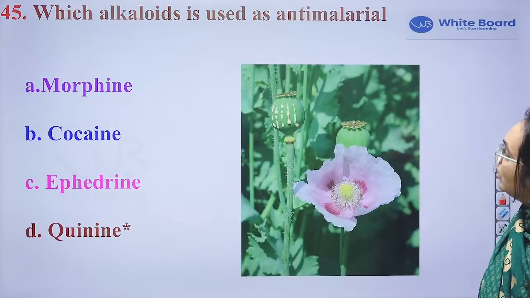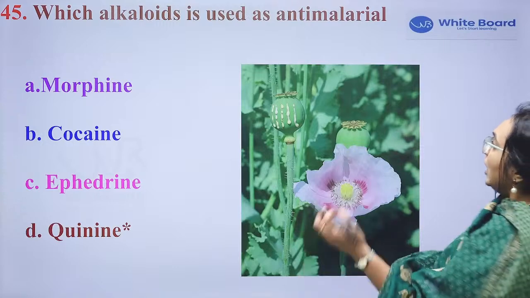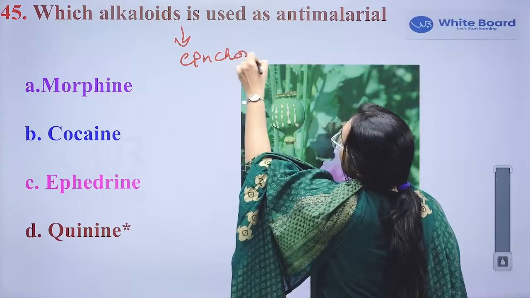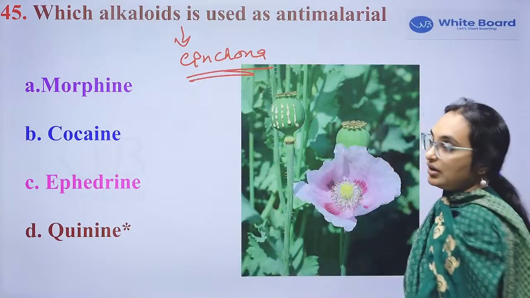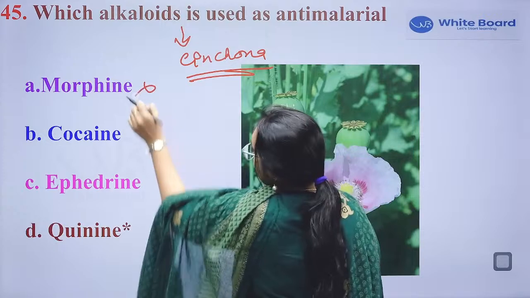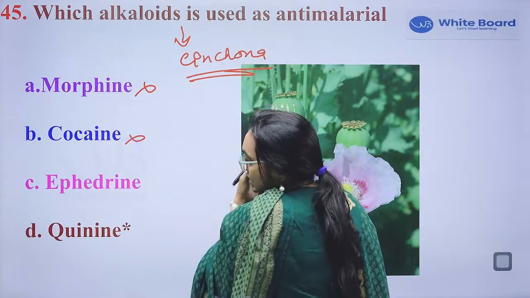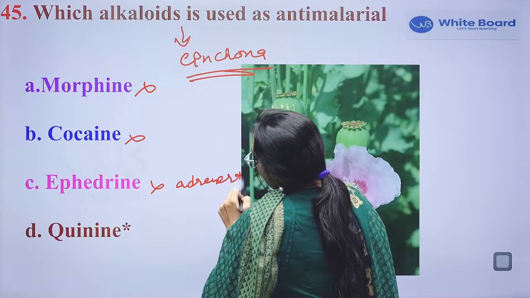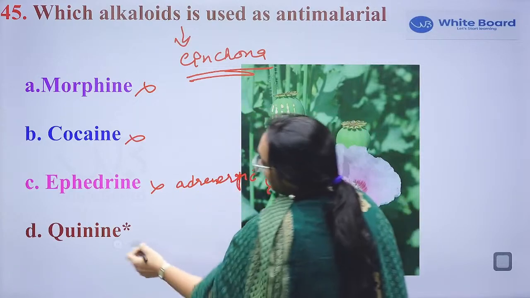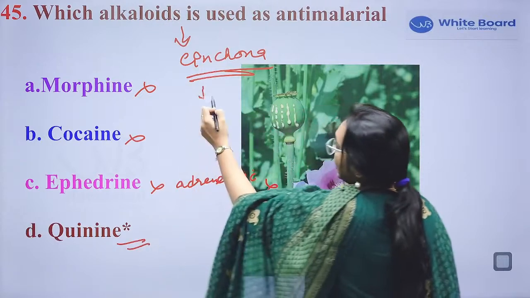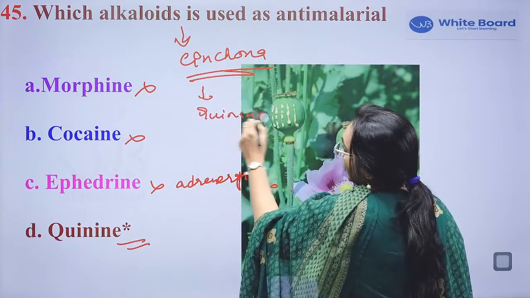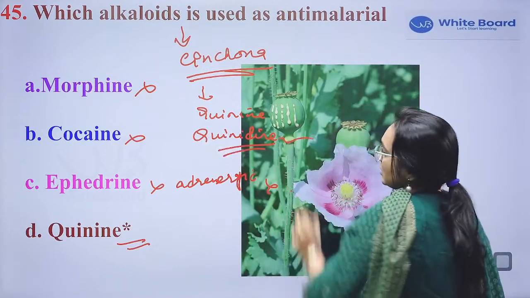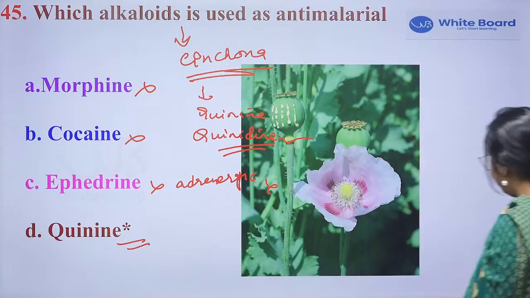Next question. Which alkaloids are used as anti-malarial? Cinchona alkaloids are used as anti-malarial drugs. So morphine is an analgesic, so no. Cocaine is also no, analgesic. Ephedrine is an adrenergic drug, so this is also no. Quinine, yeah, cinchona alkaloids consist of quinine, quinidine. All these are cinchona alkaloids which act as anti-malarial drugs. So the option here is D.